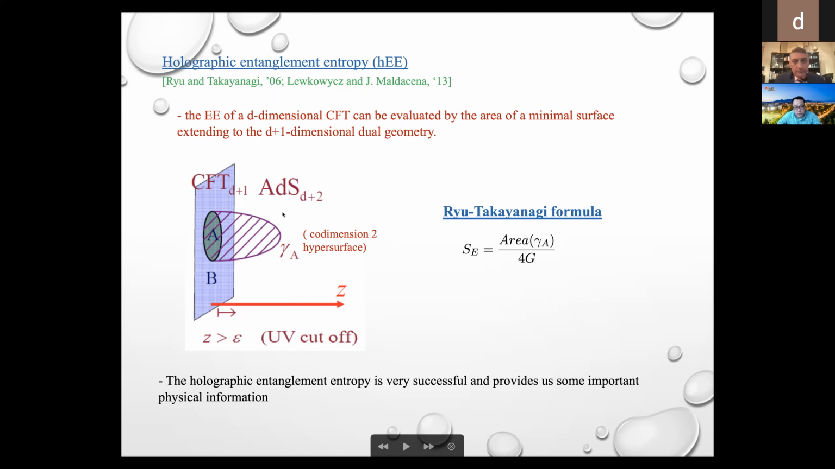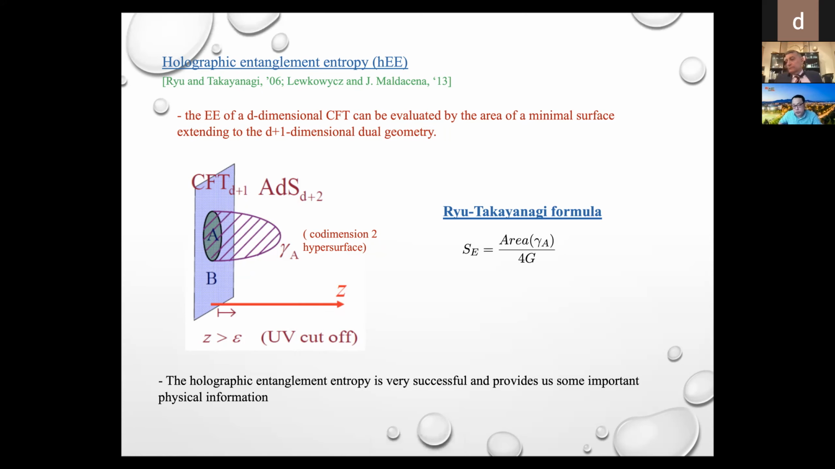In this picture, this part is the bulk and the gray region corresponds to the boundary. We divide the boundary into two parts, A and B, and then we integrate out, or trace out, this region A. Then this gives the entanglement entropy. From the dual geometry point of view, this tracing out corresponds to the area of this minimal surface. So that is the definition, the Ryu-Takayanagi formula.